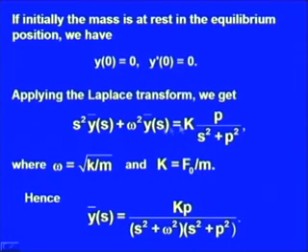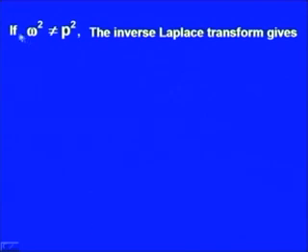So, when we solve this equation for ȳ, we will have ȳ(s) equal to K p over (s² + ω²)(s² + p²). Now, we will break it into partial fractions and then take the inverse Laplace transform in order to find the displacement of the mass m at time t. So, there are two cases.